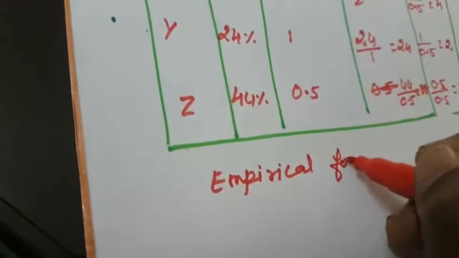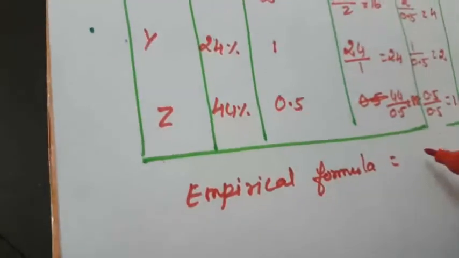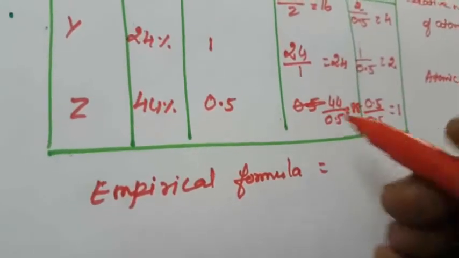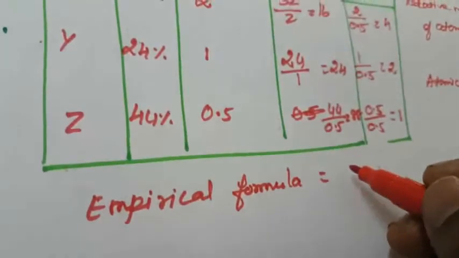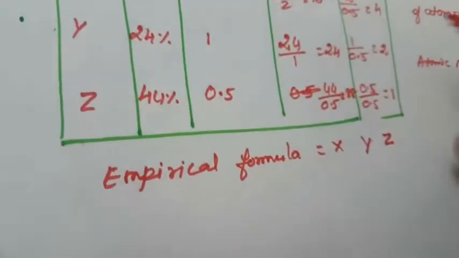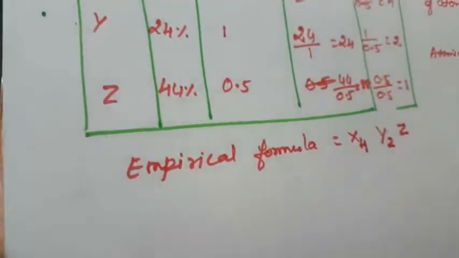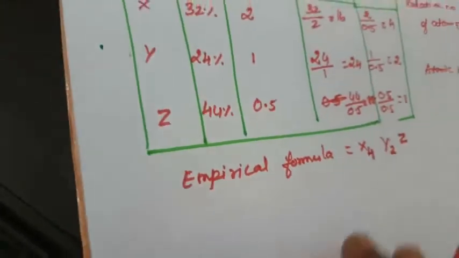Now the calculated empirical formula. What is the empirical formula? The empirical formula is equal to x, y and z. What is x? x is 4, y is equal to 2, and z is 1. So this is the empirical formula.